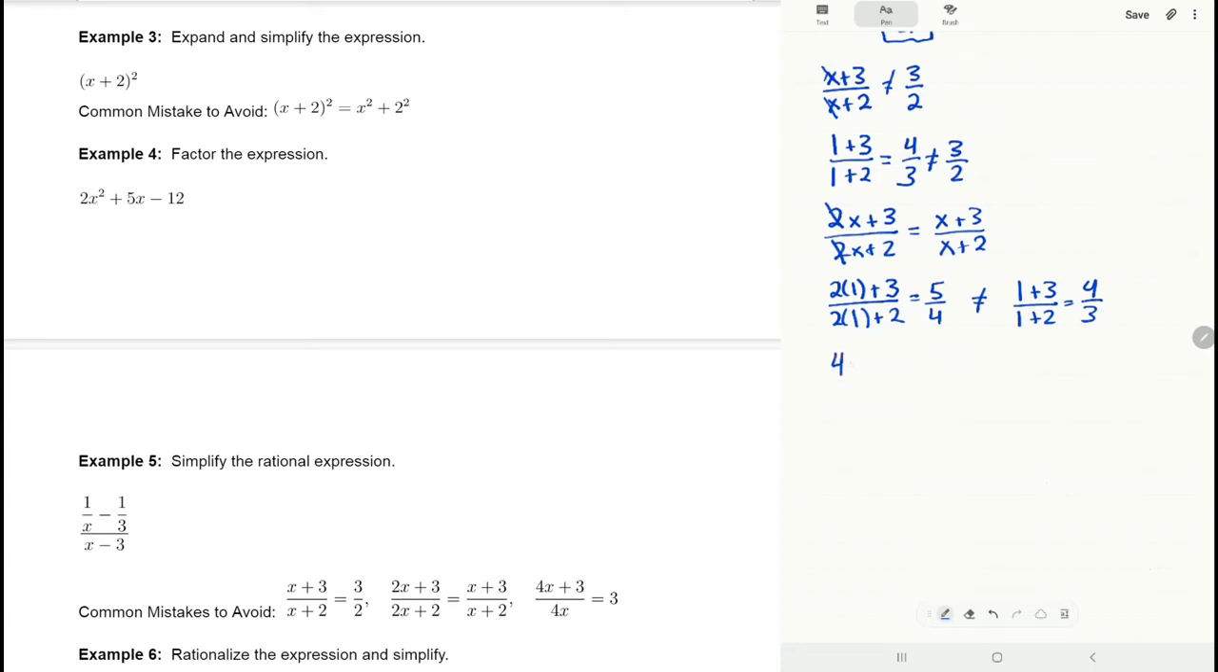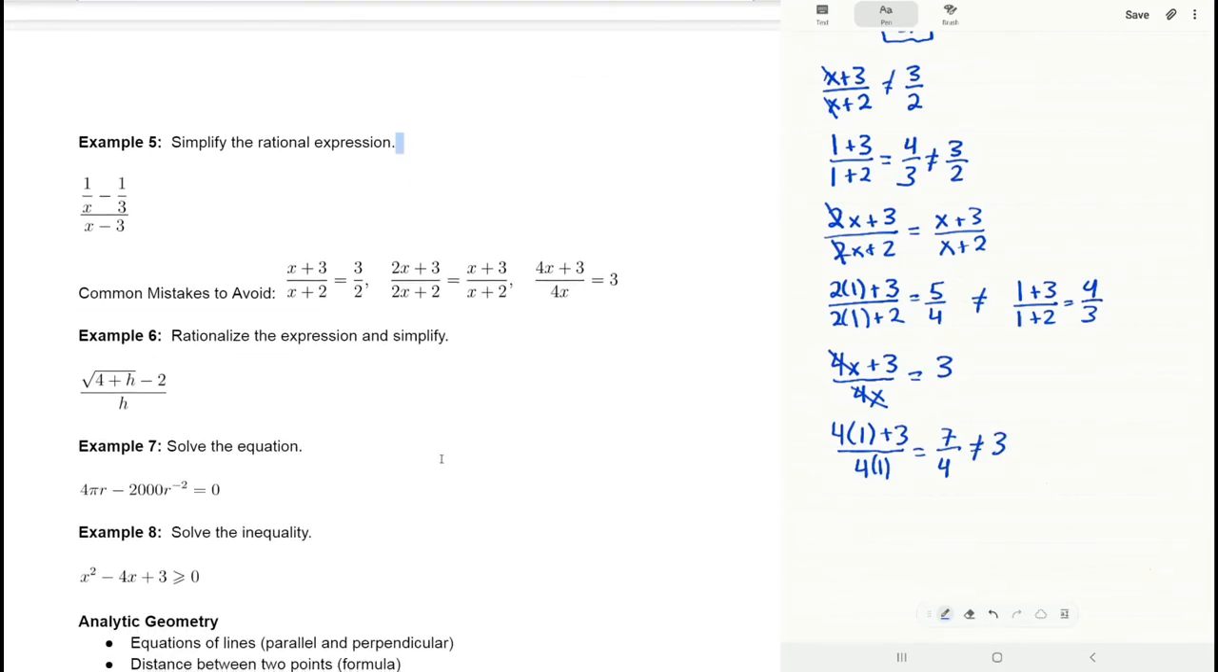And a third common error when simplifying fractions is when we have 4x plus 3 divided by 4x. And so we may be tempted to cancel the 4x's, leaving us with a positive 3. And once again, we can test whether this is true by choosing any value for x. So we have 4 times 1 plus 3 divided by 4 times 1. This will give us 7 over 4, which is not equal to 3.